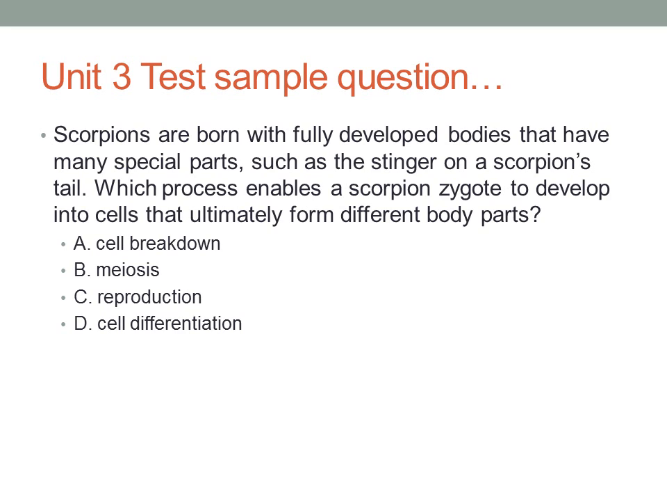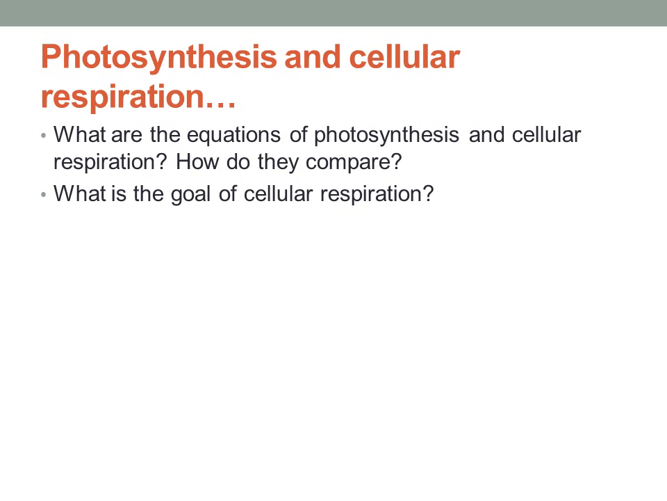Scorpions are born with fully developed bodies that have many special parts, such as the stinger on a scorpion's tail. Which process enables a scorpion zygote to develop into cells that ultimately form different body parts? Is it A, cell breakdown, B, meiosis, C, reproduction, or D, cell differentiation? So the answer for that one would have been cell differentiation. And the reason why is because the scorpion stinger is just one part of the body, and it has specific stem cells that are producing those parts of the body.